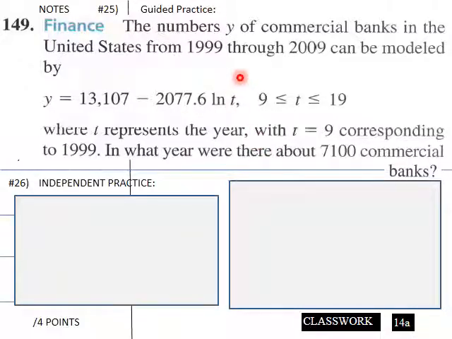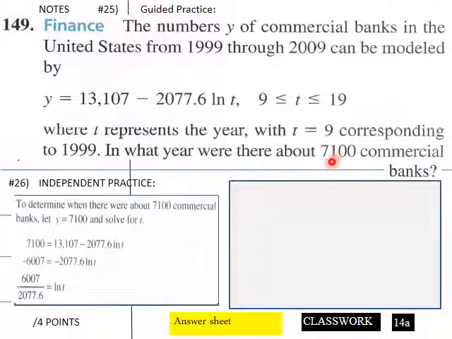So let's try a problem here. Banks, 1999 through 2009, can be modeled by this. The number y of commercial banks, where t represents the year with t equals 9 corresponding to 1999. In what year were there 7,100 commercial banks? To determine that, we make this function equal 7,100, and then we crank that out to find t.